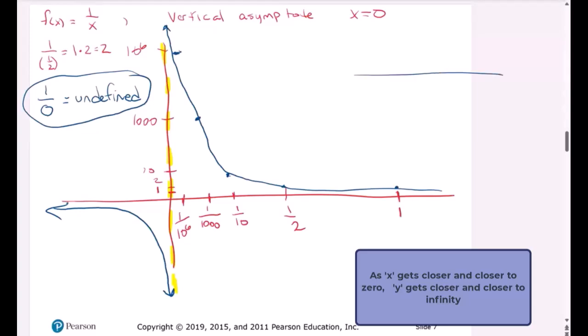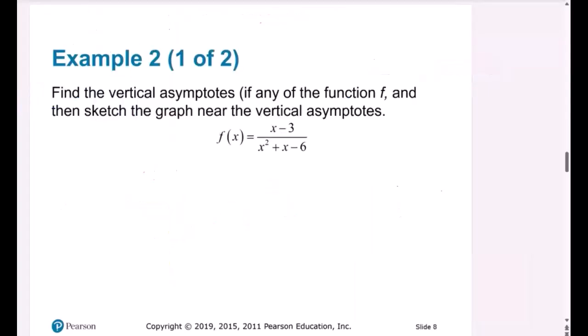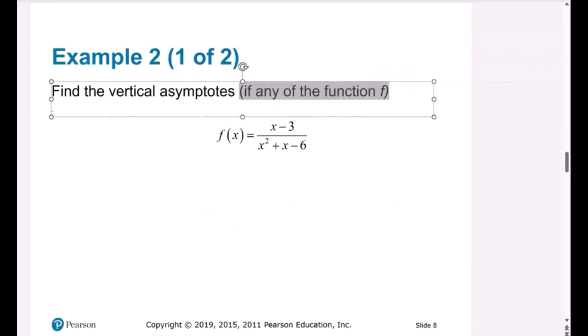If you had a number line and you wanted to just graph 1 over x on the number line, x can be anything except 0. Notice that divides the number line into 2 pieces. That's why what we're looking for is anywhere the denominator equals 0. Find the vertical asymptotes. There could be none.